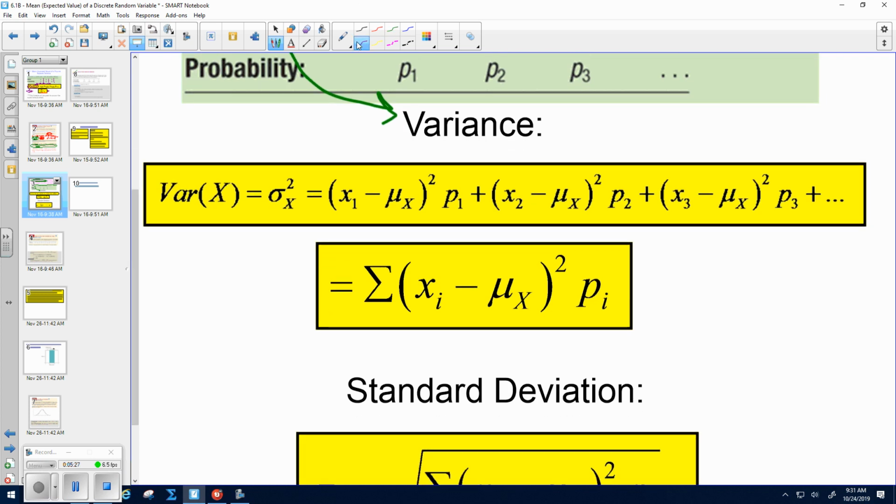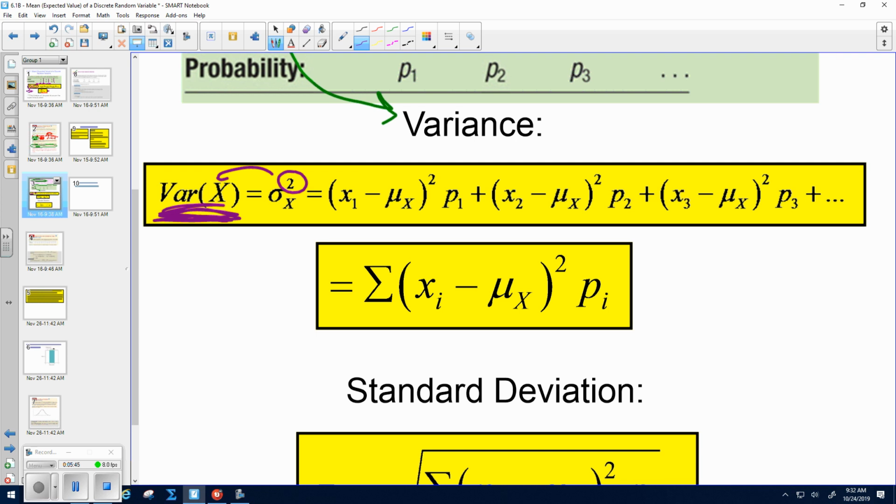So here's the formula for variance, and I would write this down. VAR, with your big X inside, that's variance, is equal to sigma squared X. If it's squared, you know it's variance, okay?